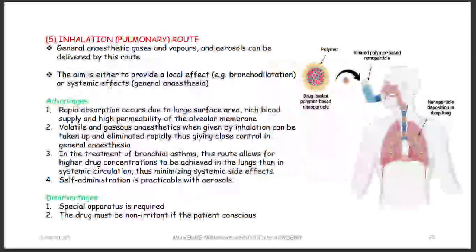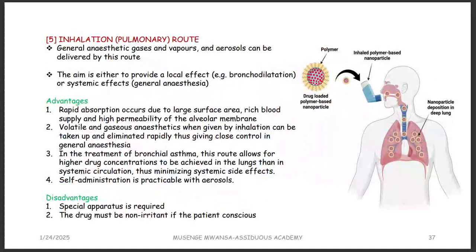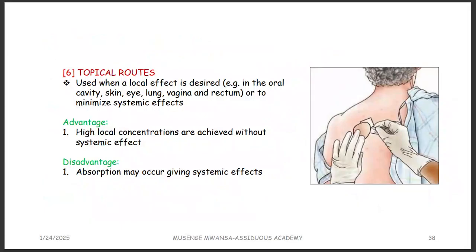So for the other methods, you can just read through there. And then the inhalation, also known as the pulmonary route. This is specifically important for drugs that you want to be absorbed by the respiratory system. Topical method or route of administration, this is where you are giving a drug and you are just applying it on an area. For example, if someone has got a skin infection or something.